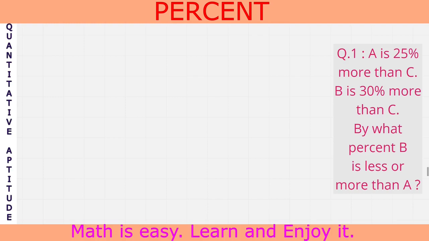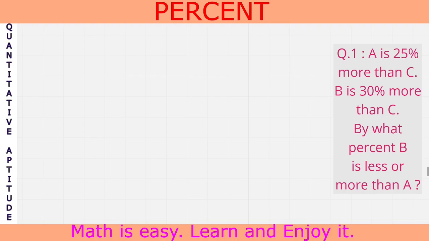Our first question is: A is 25% more than C. B is 30% more than C. By what percent B is less or more than A? On reading the question carefully, A is 25% more and B is 30% more than C. It means that B is more than A. So the question of less than doesn't arise. So we are going to solve for more than.